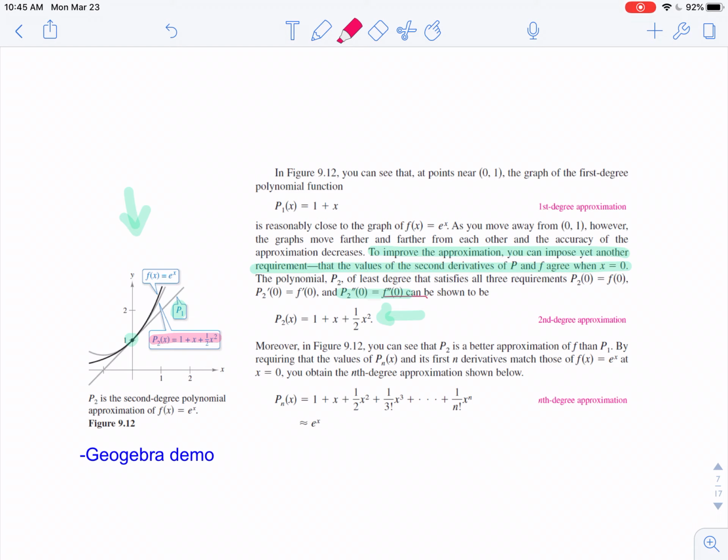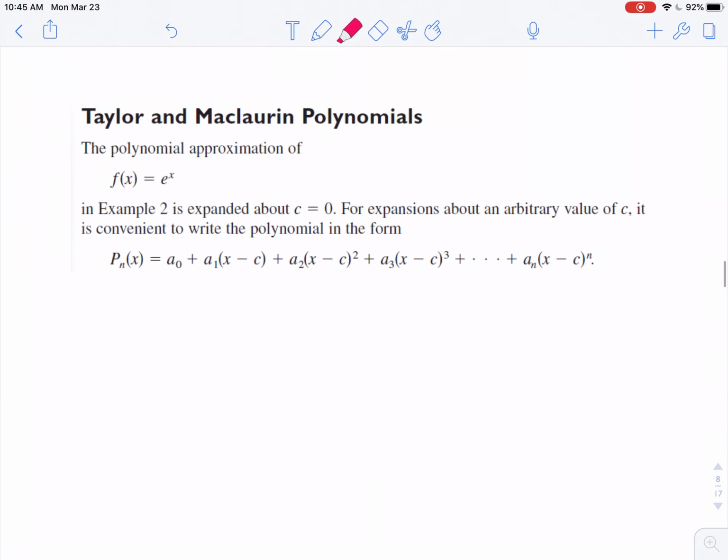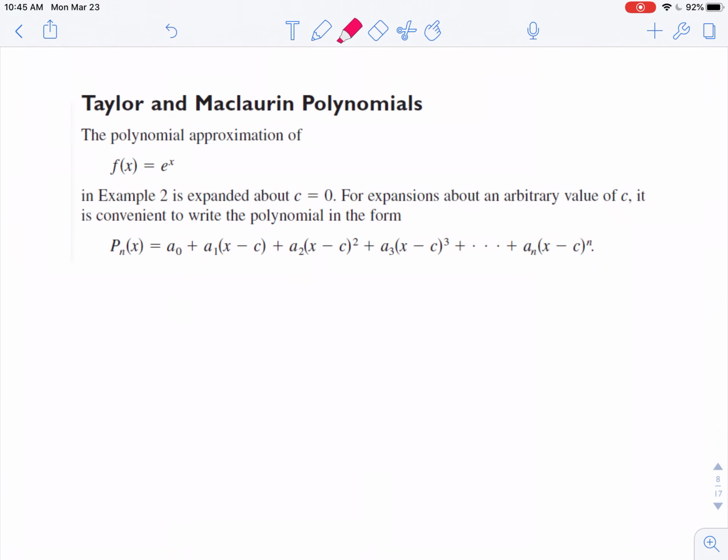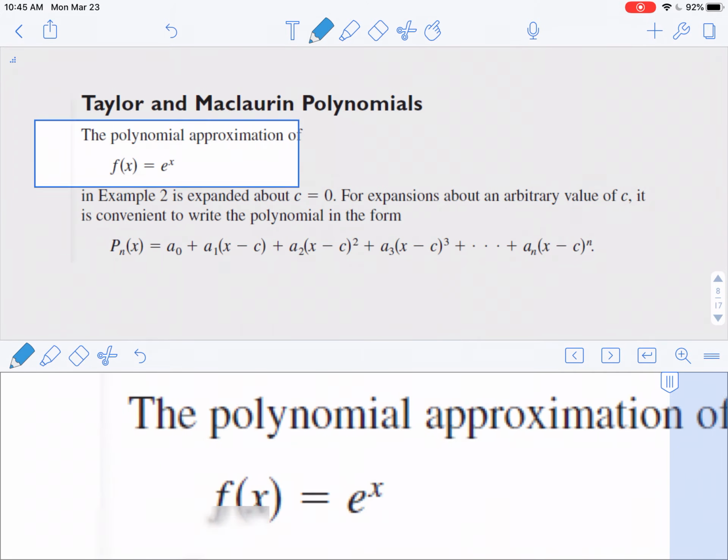So if you continue to require that more and more derivatives are the same, then you can get the nth degree approximation shown here. Okay, and I think that should look a little bit familiar. There will be a GeoGebra demo after we talk about where this is coming from a little bit. So Taylor and Maclaurin polynomials, that's what is going to be our focus for this. We're going to focus on the general case, and then we will look at it a little bit more in particular for e to the x.